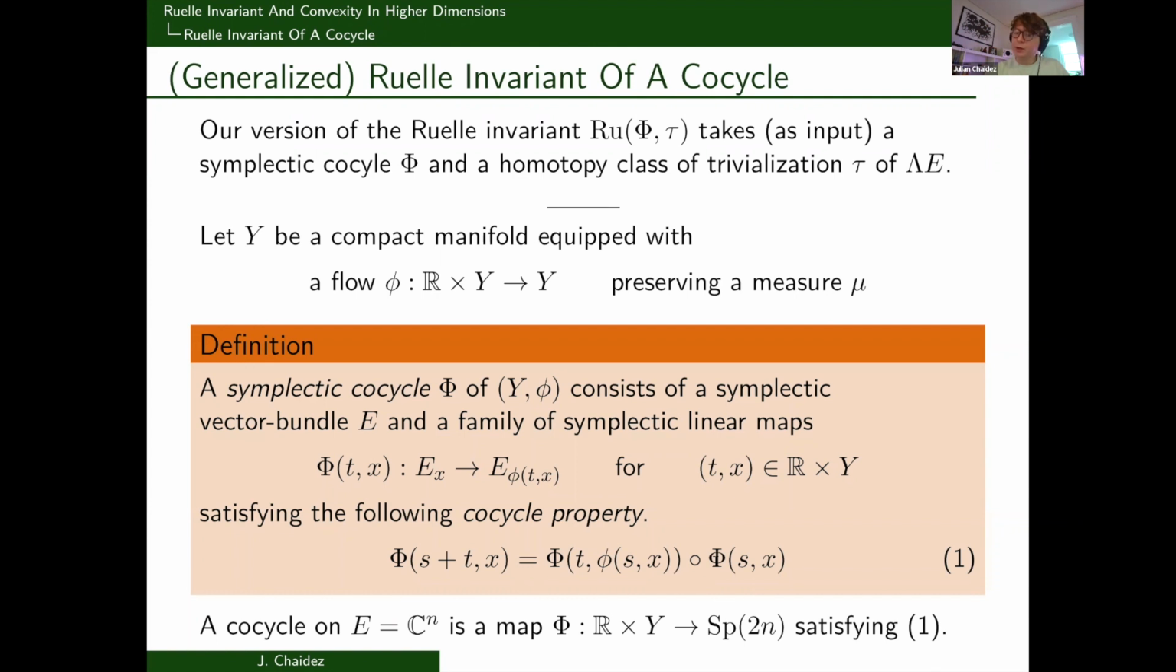So for example, a cocycle on the trivial bundle C^n is just a map from R cross Y to the symplectic group that satisfies this composition property number 1. So that would be like a matrix cocycle. That's a really simple class of examples. Okay, so that's what a cocycle is. A cocycle is just this linear lift of the flow to some vector bundle living over your space with the flow on it.